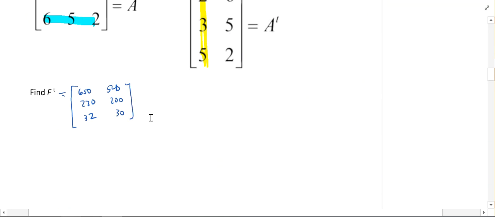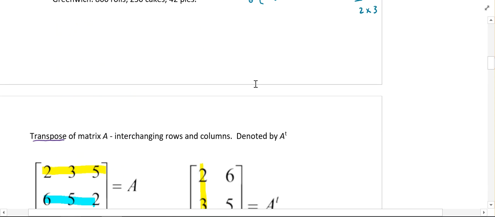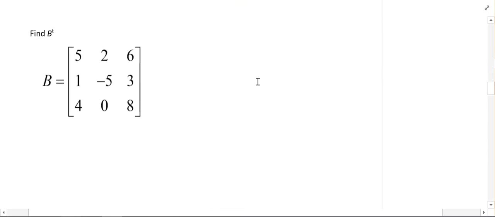Transpose is an important thing, but in terms, it's important for manipulation to get things to work together if they don't already work well together. All right, pause the video and find the transpose of this matrix B.